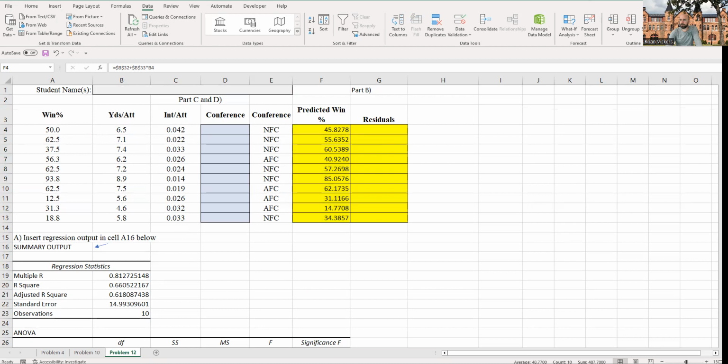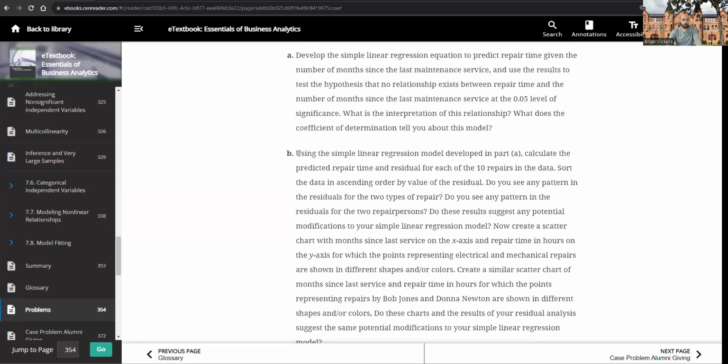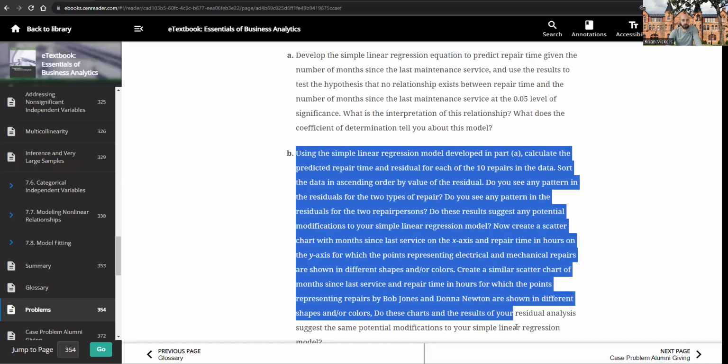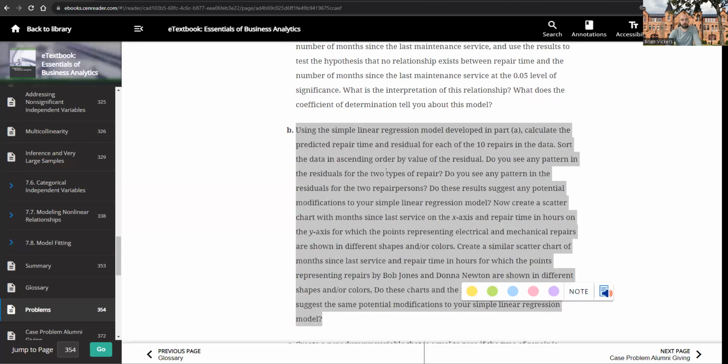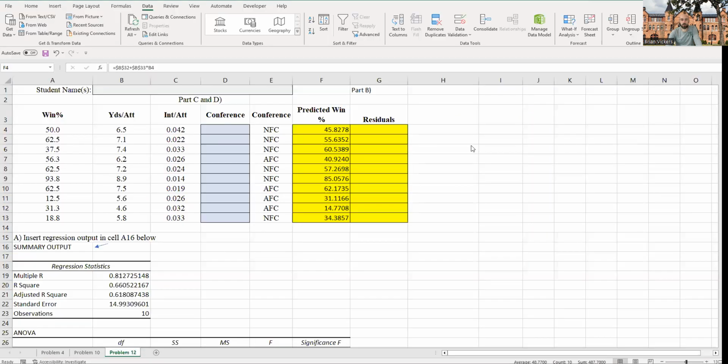Next thing I ask you to do, so basically you're going to want to follow along real close with part B of problem 13 because it asks for a lot of details, okay? So next, I ask you to sort the data in ascending order by value of the residual. So we need to find the residuals next. Residual is the error. This is what it would have predicted, but we have the actual value, so we can see how far off our formula is from the actual. So equals, residual is the actual minus predicted.